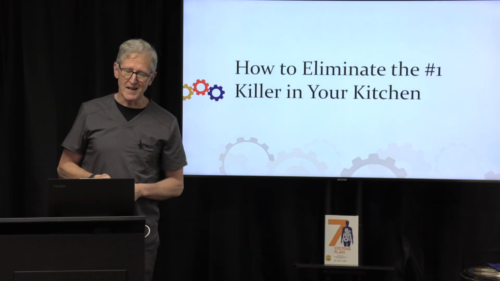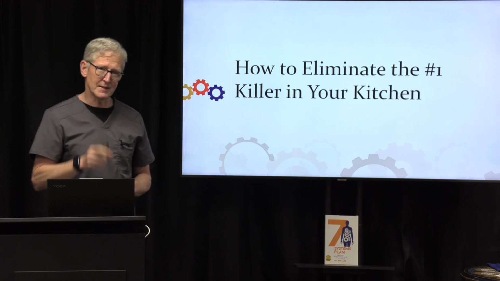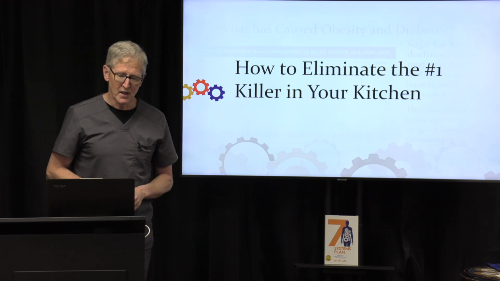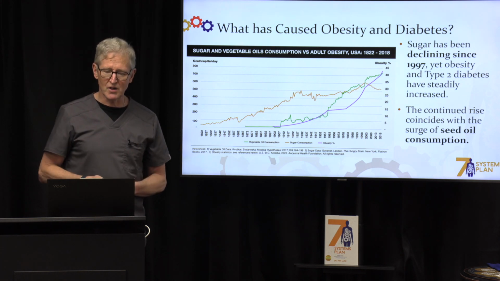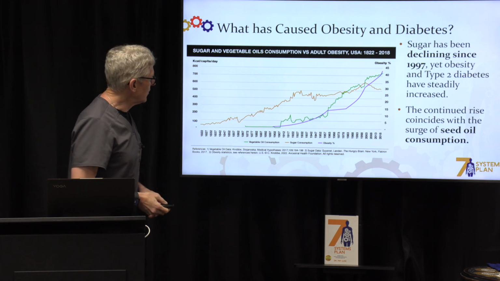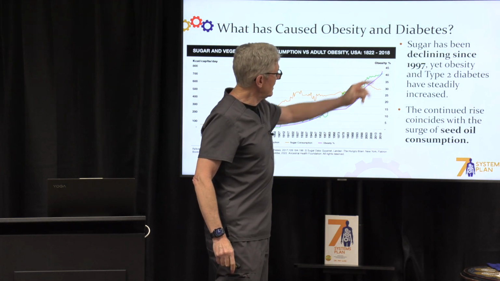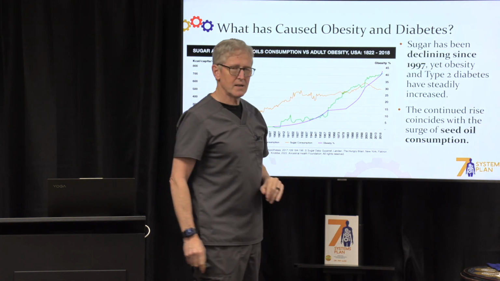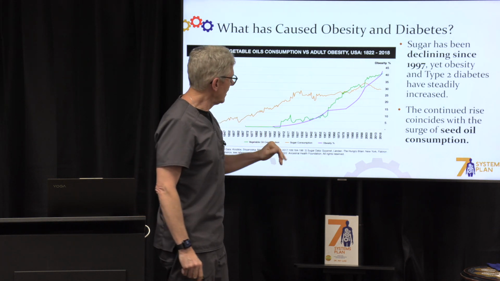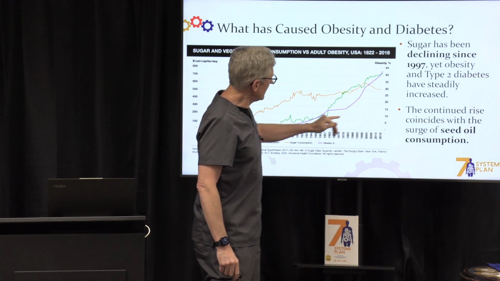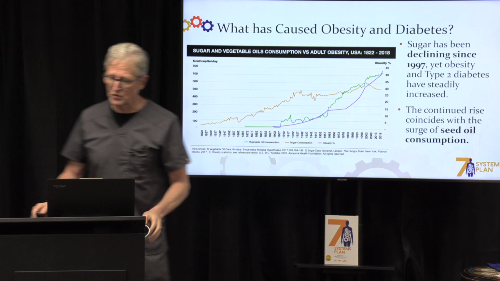How to eliminate the #1 killer in your kitchen, and you may be surprised to find out what it is. If we look at what caused diabetes and obesity, as we have done in prior videos, we see that obesity and diabetes have gone up tremendously, but yet in 1997, our sugar consumption started to go down, but what continued to increase? Our use of seed oils and vegetable oils.